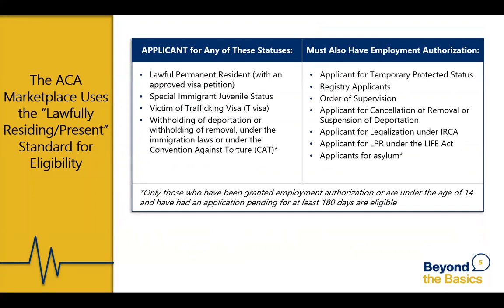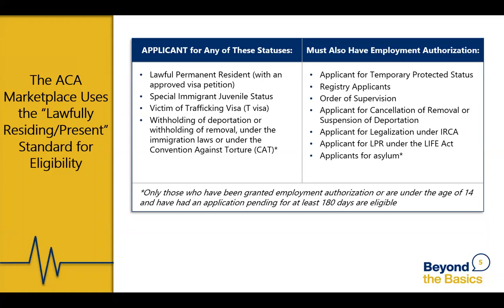People who are applying for immigration statuses are also often eligible for marketplace coverage. In some cases, they're required to have employment authorization. So people who have applied for lawful permanent resident status, who have an approved visa petition, are eligible, as well as people who have applied for special immigrant juvenile status. That is a form of relief that's granted to children who are abused or abandoned by their parents, people who are applying for T visas, and then people who are applying for humanitarian relief under withholding of deportation, removal, or the Convention Against Torture.